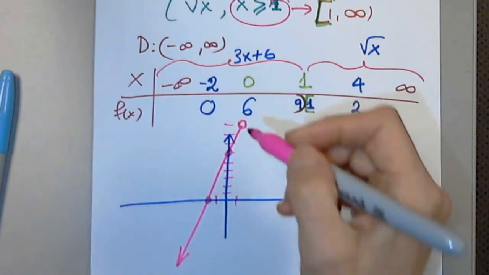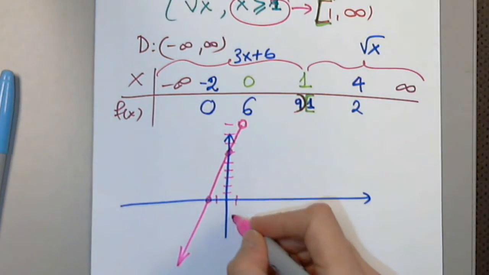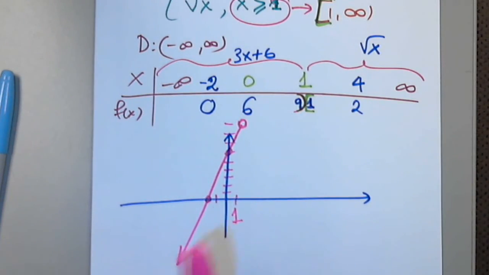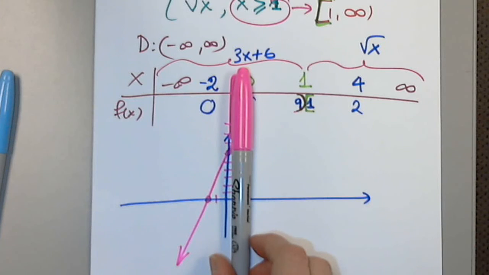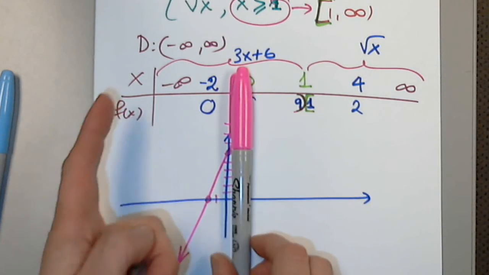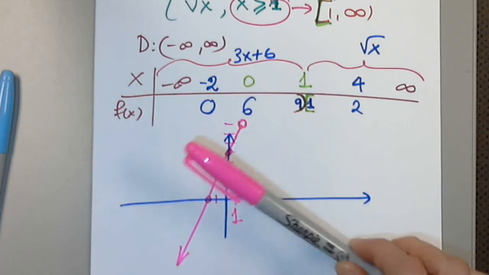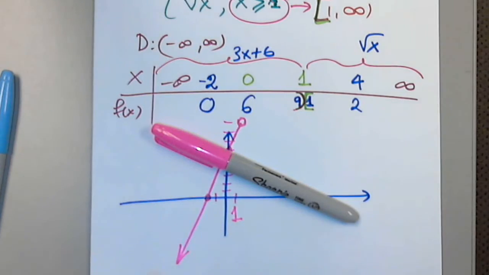Some of you extended this line to the right, and that's my point. At 1, the left-hand side is a graph, and the right-hand side is a different graph. You cannot extend the graph on the right to the left, or the one on the left to the right. That's the way a piecewise defined function works. If you do extend it, it's not going to be a function by the vertical line test.